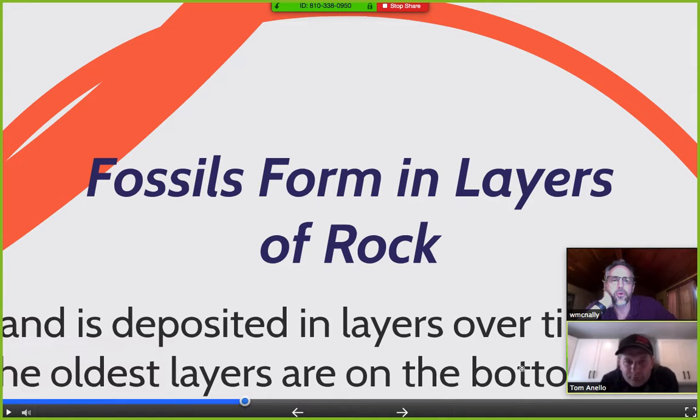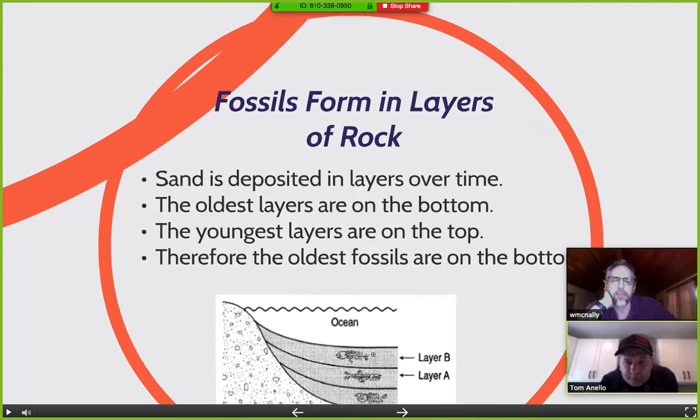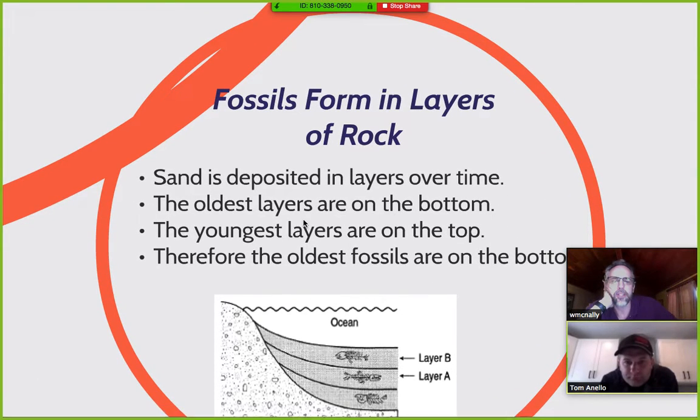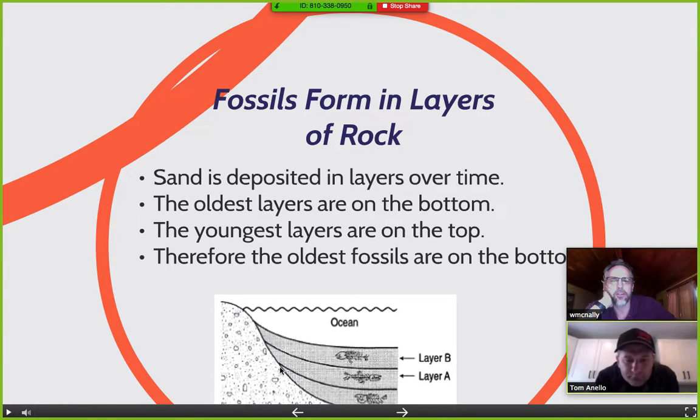So fossils form in layers of rock, and what happens over time is sand gets deposited in layers, layer on top of layer, and the oldest layers wind up at the bottom, and the youngest or newest layers are going to end up at the top.